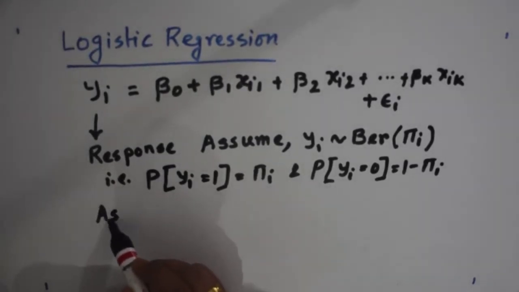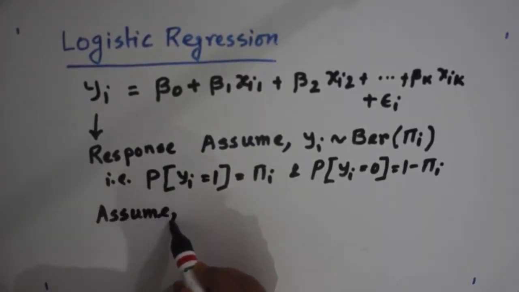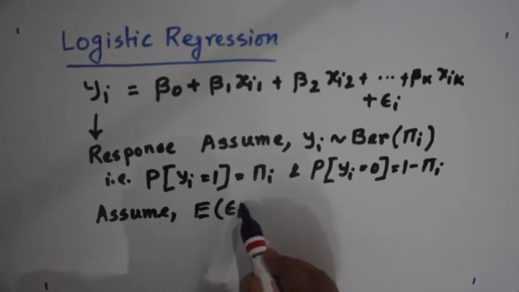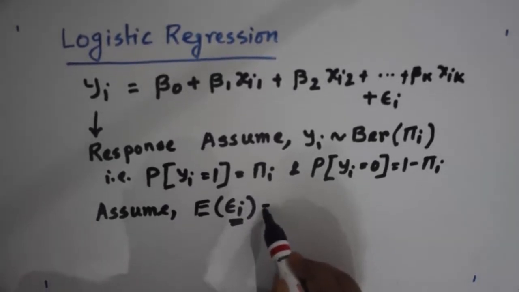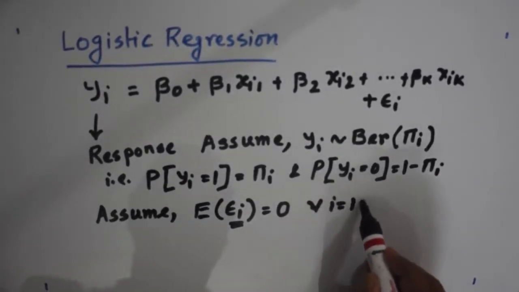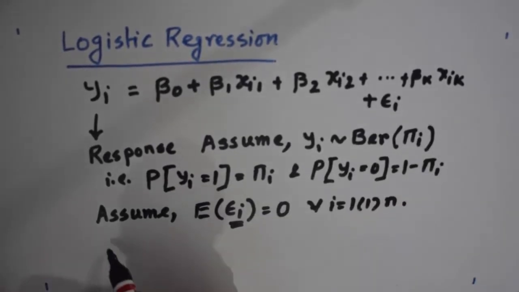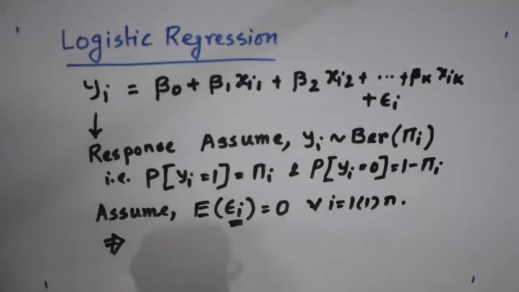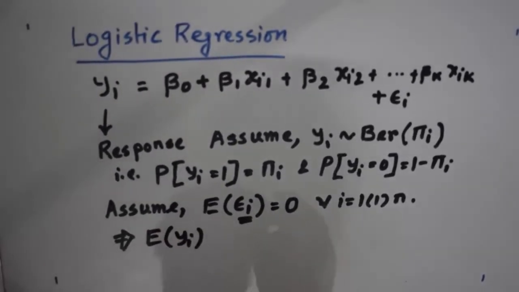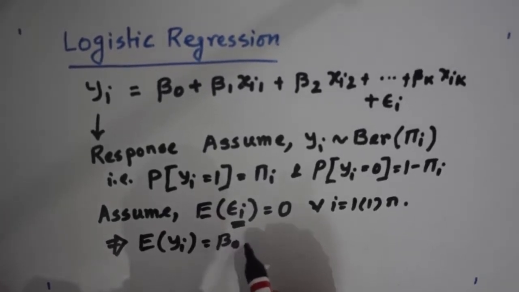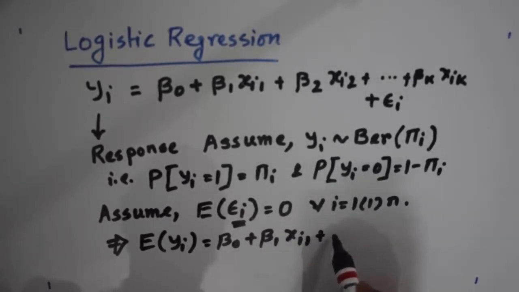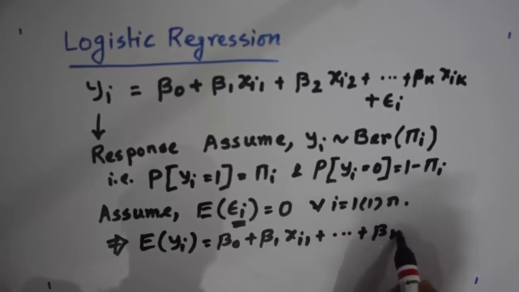Assume expectation of epsilon i, that is the error part, equal to 0 for all i from 1 to n. This implies expectation yi equals beta naught plus beta 1 xi1 plus ... plus beta k xik.